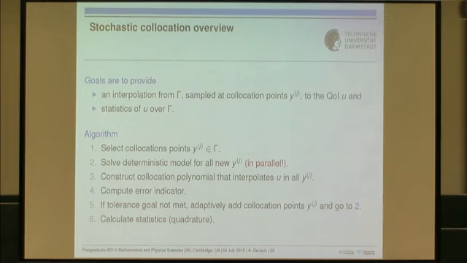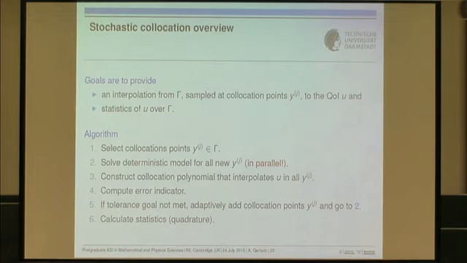And in essence, that provides us with an interpolation function from our parameter space gamma, which we sample at some collocation points yj, and this interpolation goes from parameter space gamma to the quantities of interest u. So we construct a function somehow, and it should be cheap to evaluate. That function should represent the model nicely, and it should be cheap to evaluate because then we can cheaply compute statistics of u over gamma, mean values, variance, probability density function, whatever we like.